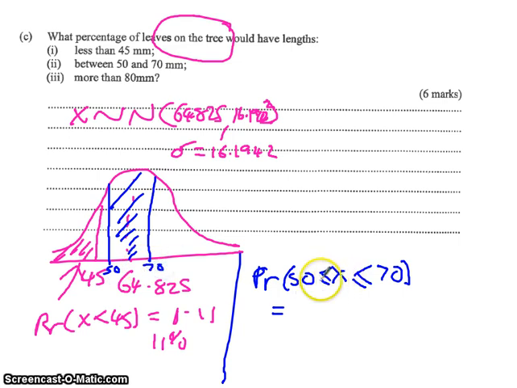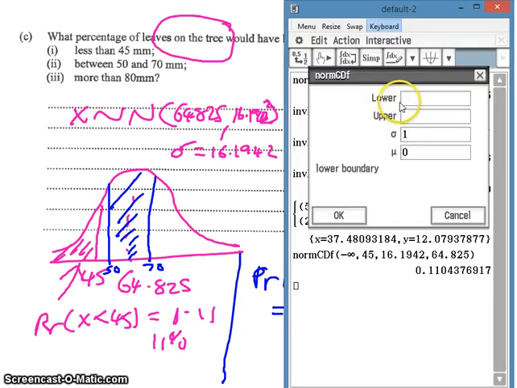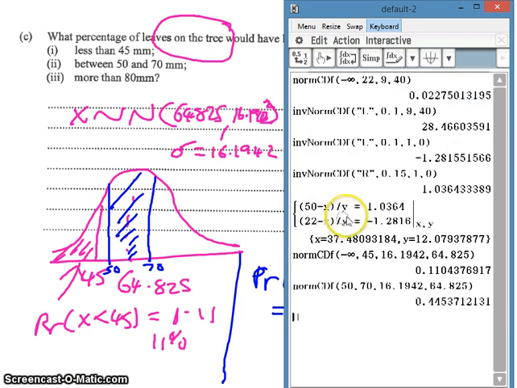Probability that it is between 50 and 70 would be that proportion there. It doesn't matter if it's less than or equal to or less than, we get the same value. And we solve that on the calculator. So lower bound 50, upper bound 70, and click OK, and it's 44.54%.